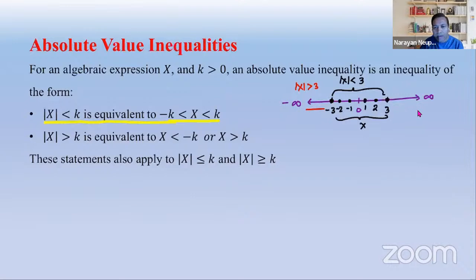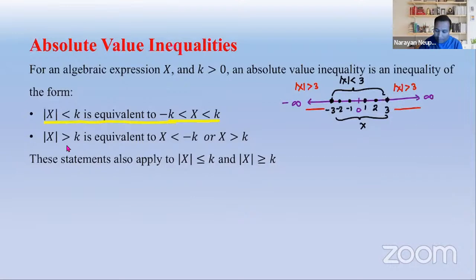Similarly, on the right, for all values over here, which are greater than 3, like 4, 5, 6, 7, 8, and so on, the absolute value will be greater than 3. So if the absolute value is greater than 3, it is for the values more than 3 or values less than -3.